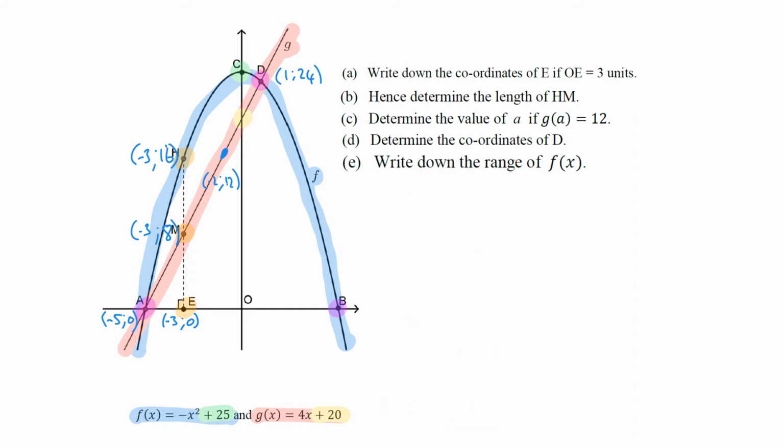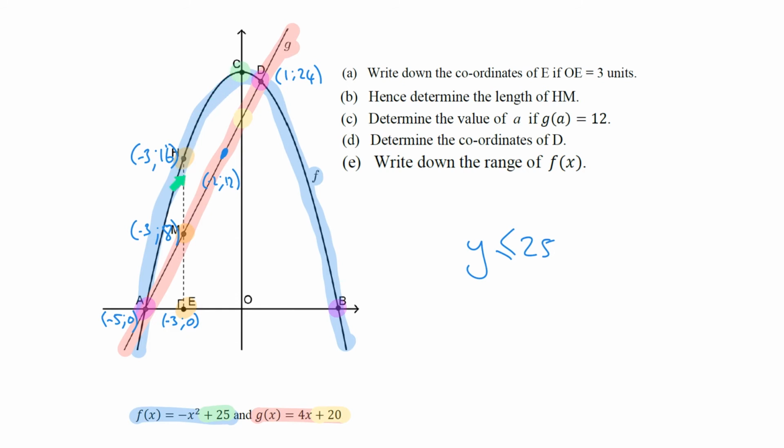In part E, we're asked for the range of f of x, and basically we need to ask ourselves, what does range represent? Range represents the y values. So what's the biggest and the smallest y values that we're looking at here? Well, going from the top, the biggest value is at C, and that's the highest value. And remember, right at the beginning we said C here is represented by 25, the y-intercept. So we know that y is definitely going to be less than or equal to 25, because that's as high as it gets. And what's the lowest that it can possibly get?